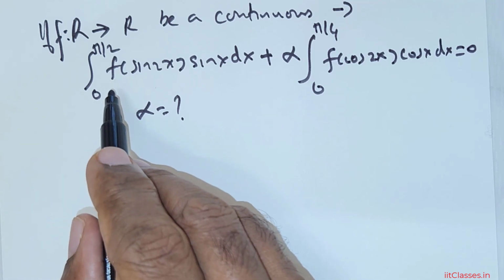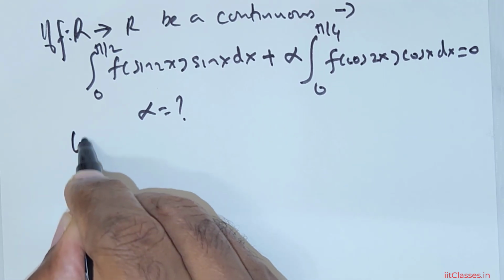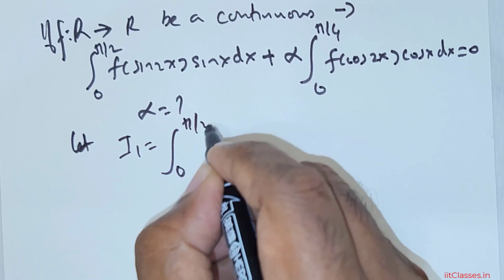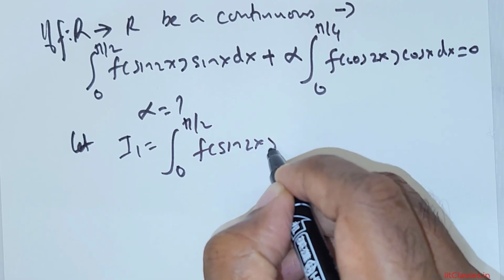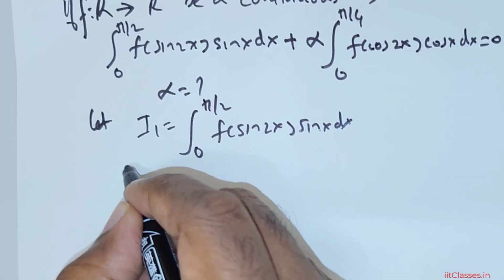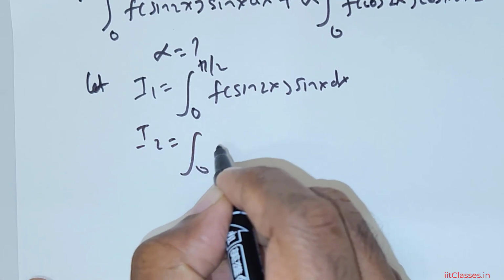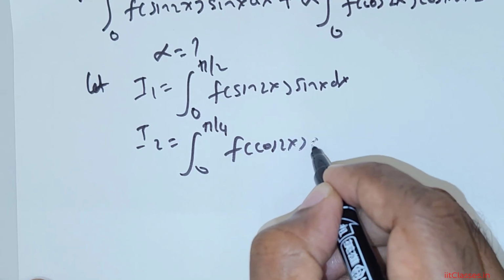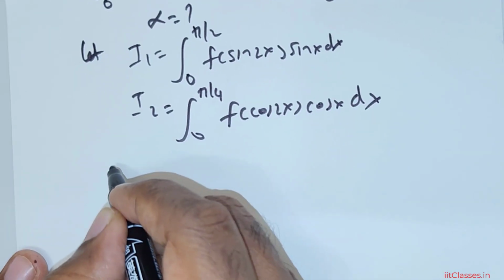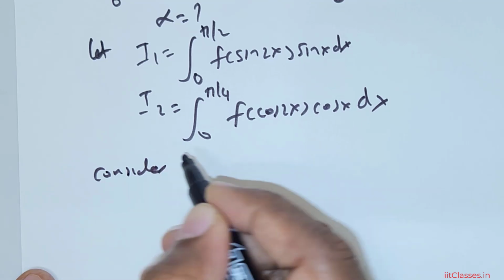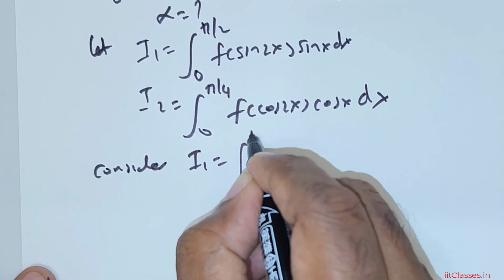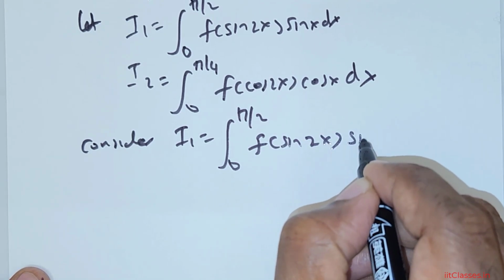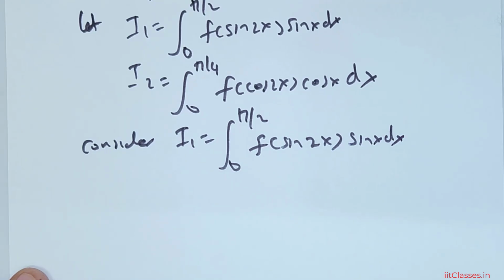So foremost, I will take I1 to be equal to integral 0 to pi over 2 of f of sine 2x times sine x dx. I2 is equal to integral 0 to pi over 4 of f of cos 2x cos x dx. Next I will consider I1 is equal to integral 0 to pi over 2 of f of sine 2x sine x dx.